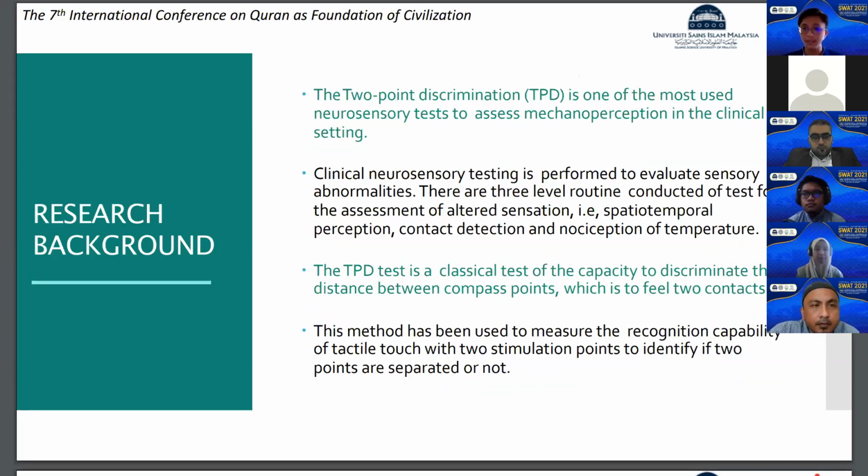The two-point discrimination, TPD, is one of the most used neurosensory tests to assess mechanoperception in the clinical setting. Clinical neurosensory testing is performed to evaluate sensory abnormalities. There are three levels of routine tests for the assessment of altered sensation: spatiotemporal perception, contact detection, and nociception of temperature. The TPD test is a classical test of the capacity to discriminate the distance between compass points, which is to feel two contacts. This method has been used to measure the recognition capability of tactile touch with two stimulation points to identify if two points are separated or not.